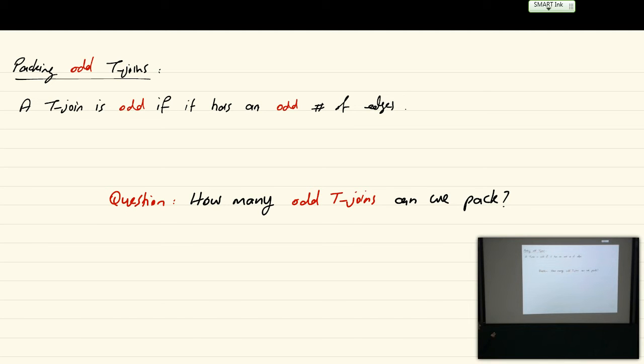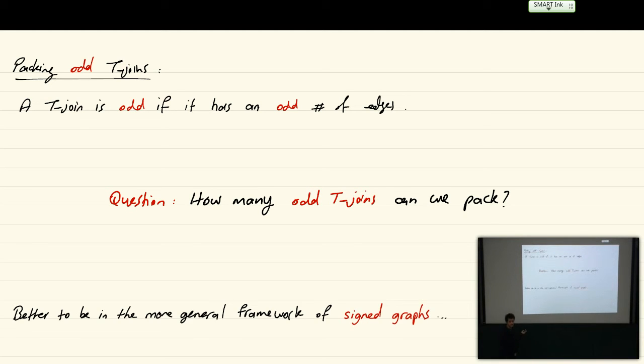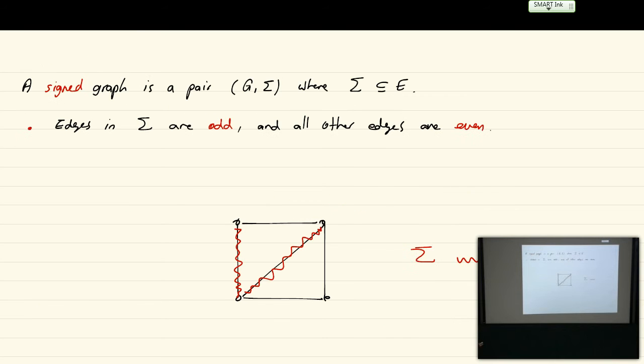So you can actually formulate this problem in a more general setting of signed graphs, and it's better to consider the problem there, because if you want to define minors respecting parity, signed graphs are a good framework for that. So we're going to formulate these problems in terms of signed graphs. So what is a signed graph?